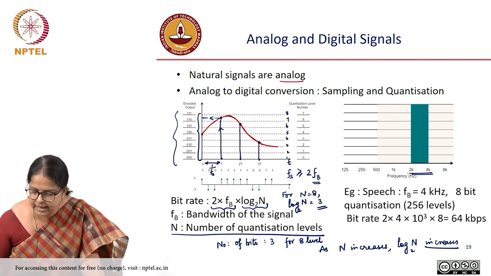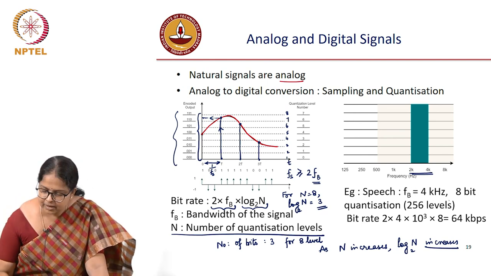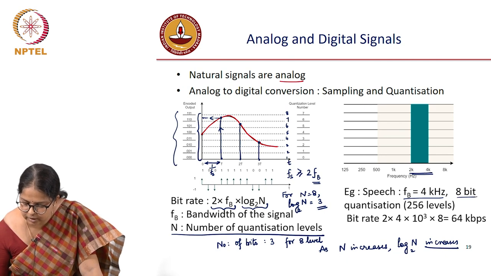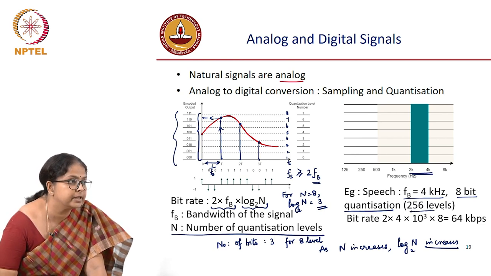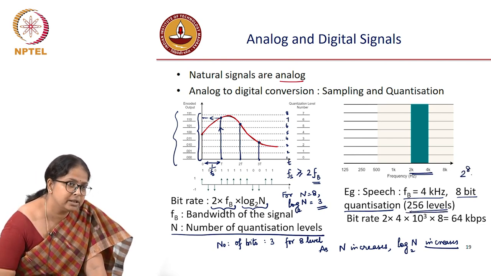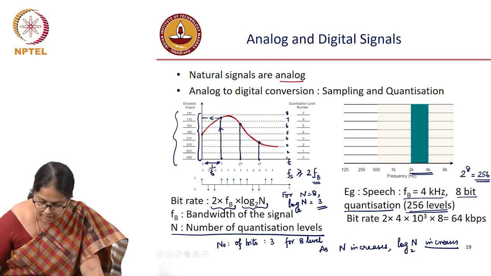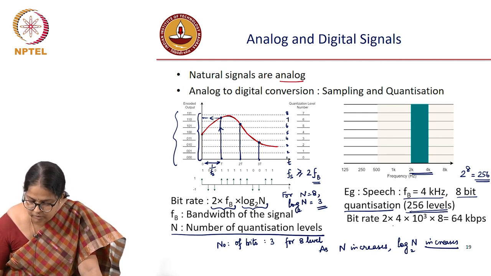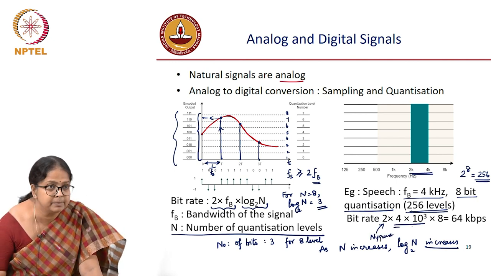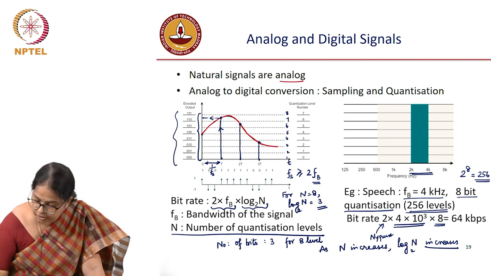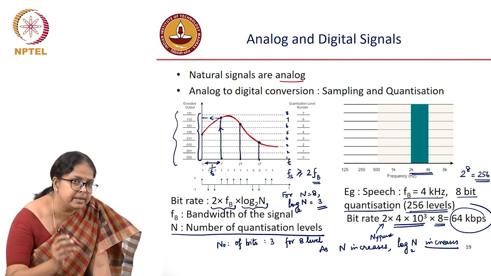So if you do the same calculation for a speech signal and say that the largest frequency is going to be 4 kilohertz, let's say we decide to do 8-bit quantization, which means that each sample is going to get represented by 8 bits, so there are 2 power 8 levels, so 256 levels to quantize. Then your bit rate is going to be 2 because of Nyquist, times 4 into 10 power 3 because of your bandwidth, times 8 bits that represent each sample, so your total data rate is 64 kilobits per second. And this is the data rate of a basic telephone signal.